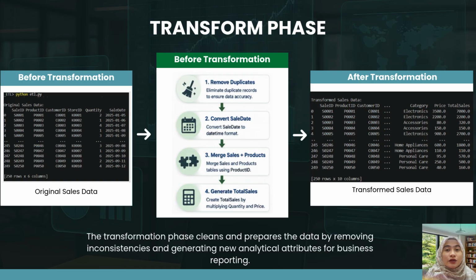And the total sale value was calculated using the following formula, which is total sale equals quantity multiplied by price. For example, if a customer purchased 2 units of a product priced at 3,500 ringgit, the total sale generated will be 7,000 ringgit. In addition, several dimension tables including dim customer, dim product, dim store, and dim time were created to support the star schema model for multidimensional analysis.